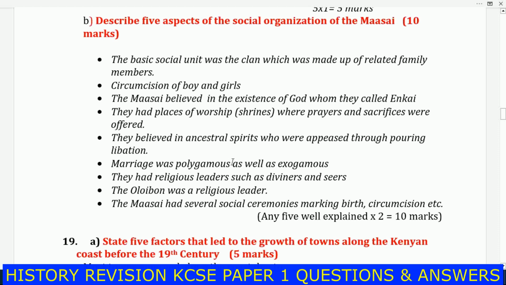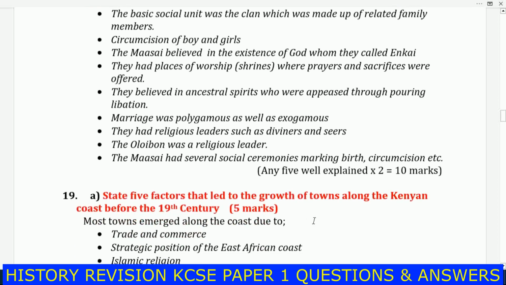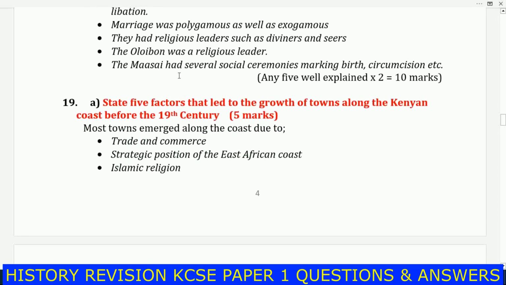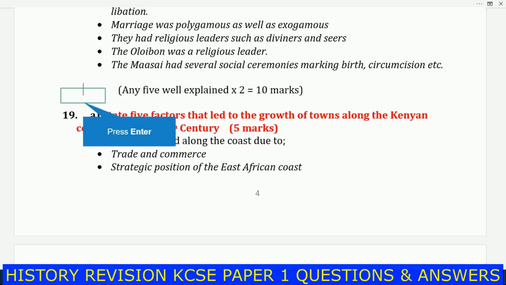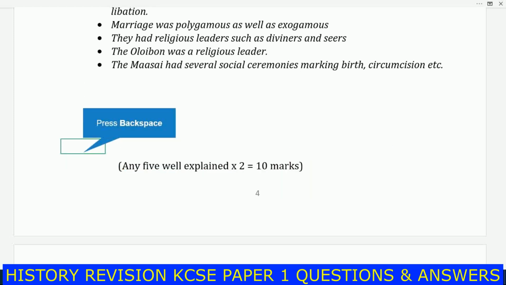Next, marriage was polygamous as well as exogamous. Next, they had religious leaders such as diviners and seers. Next, the Oloibon was a religious leader. Next, the Maasai had several social ceremonies, marking birth, circumcision, and others. Let's go to question number 19.